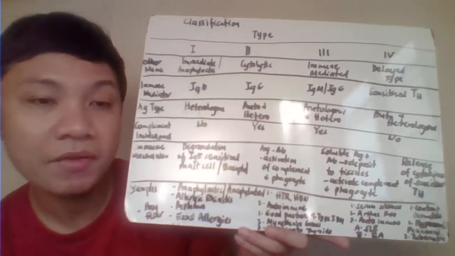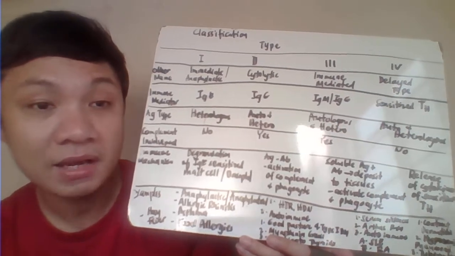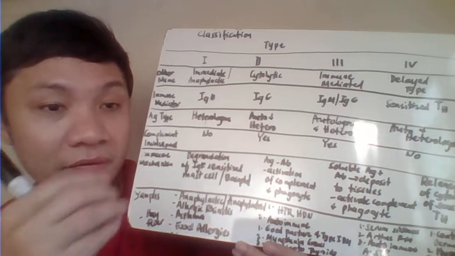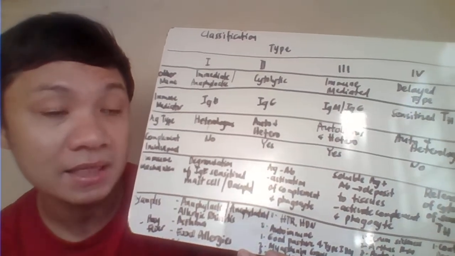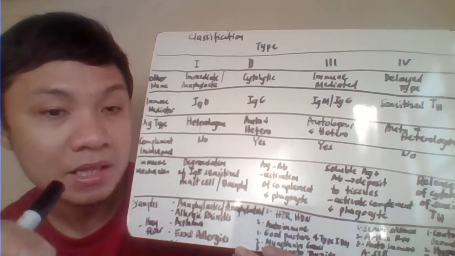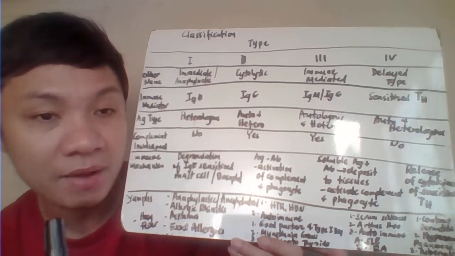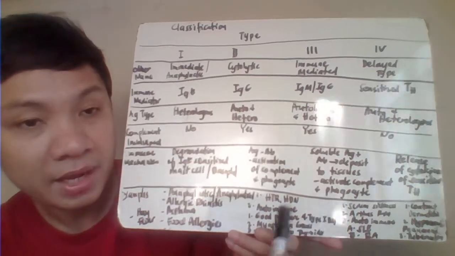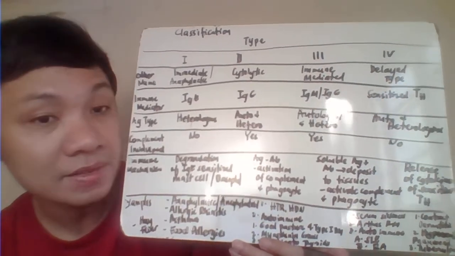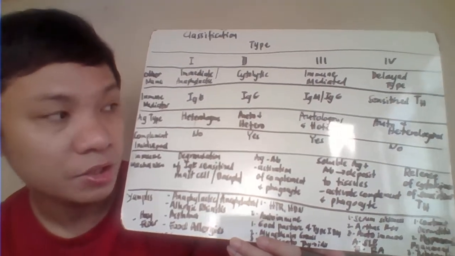For type 3, we have the immune-mediated type. What you have here is a soluble antigen, or free antigen. It is not on the surface, but rather a free antigen. Then you have your antibody that combines with it, and the immune complex will be deposited in our tissues. Once you have the immune complex in your tissues, it will also trigger the activation of your complement and your phagocytes, and that's responsible for the manifestation of your allergic reaction.